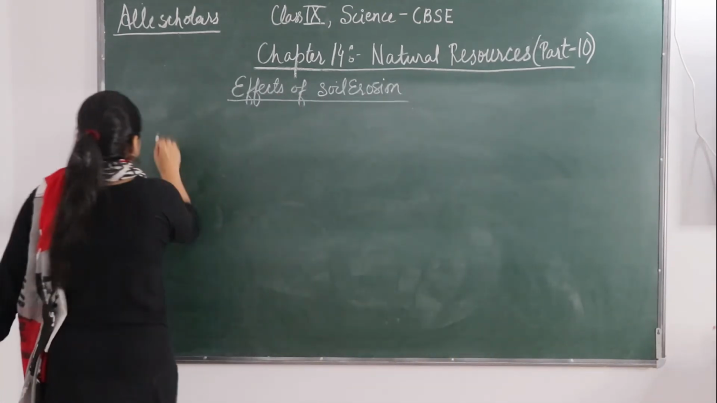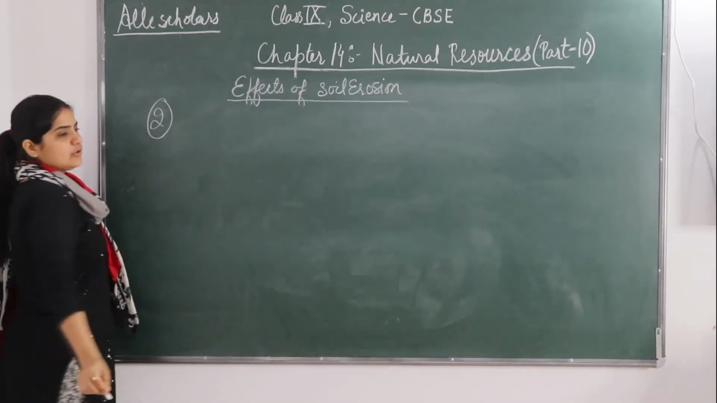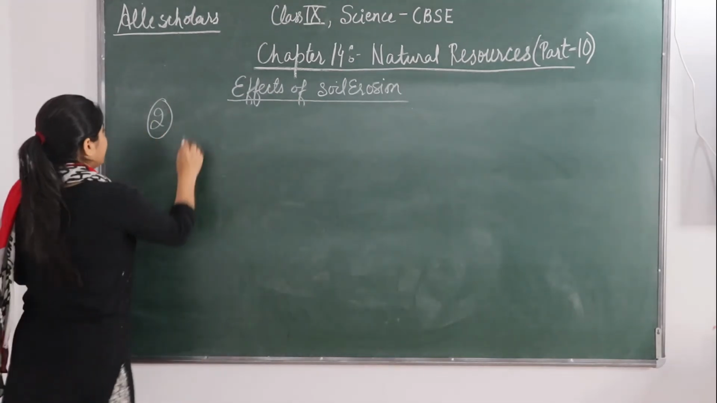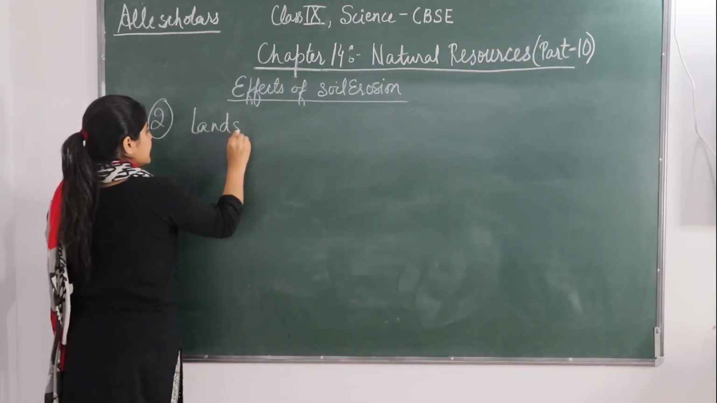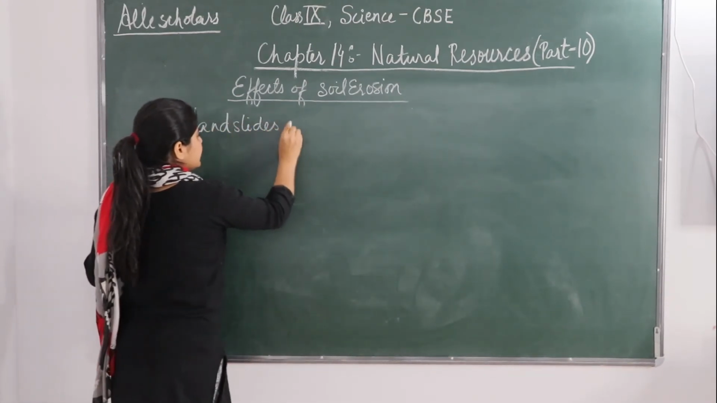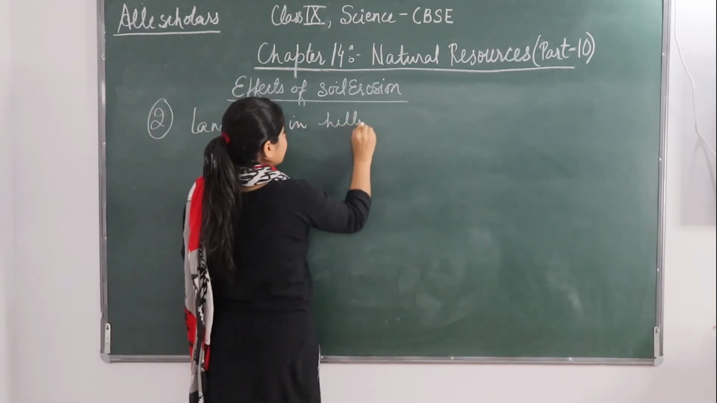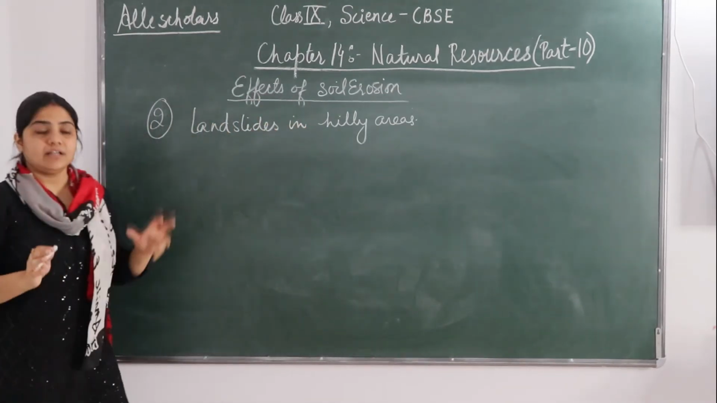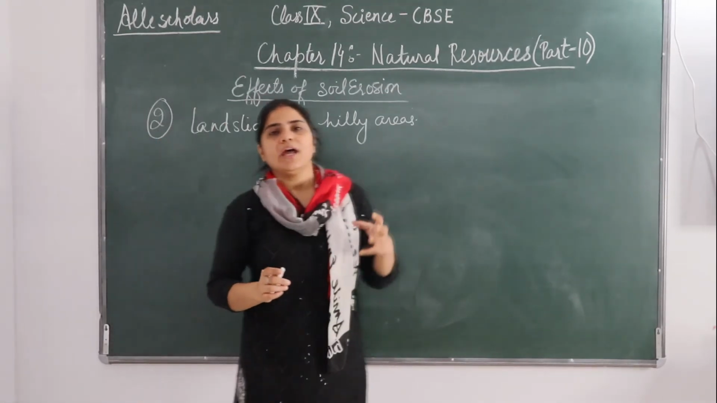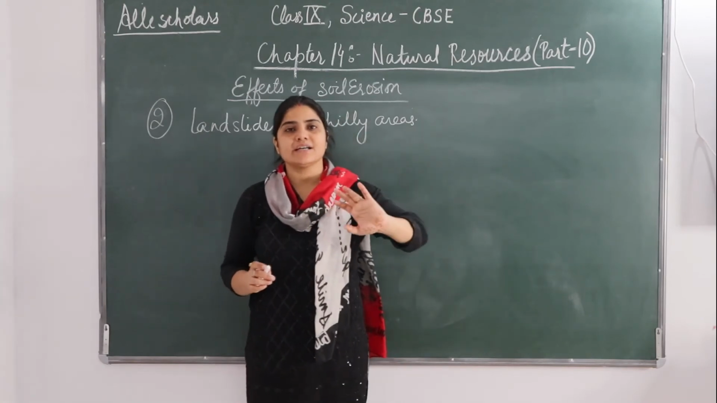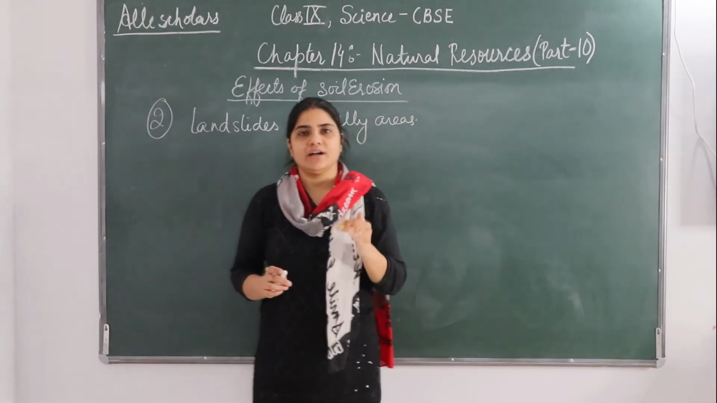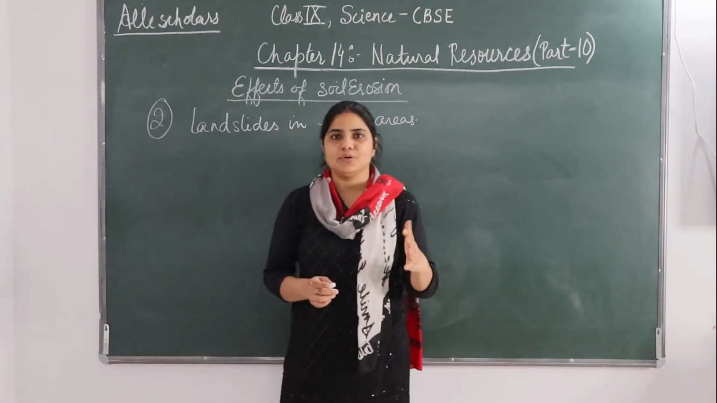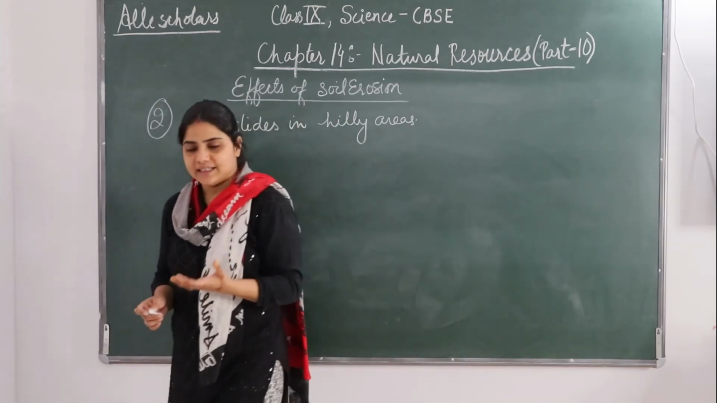Now the second effect of soil erosion is the landslide. क्या हो जाता है? लैंडस्लाइड होती है. Where do landslides take place? Landslides in hilly areas. Okay, so you must have heard in the news and all कि landslides बहुत होती है hilly areas में. If you see in Uttarakhand and all, वहाँ पे बहुत सुनने में आता है कि लैंडस्लाइड हो गई, लैंडस्लाइड हो गई. What is that landslide?